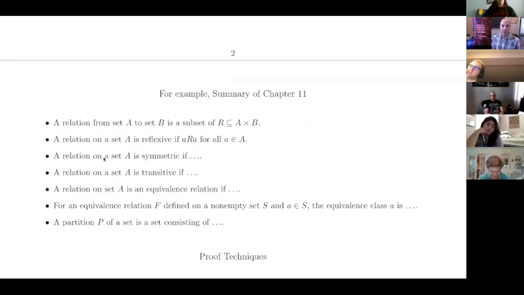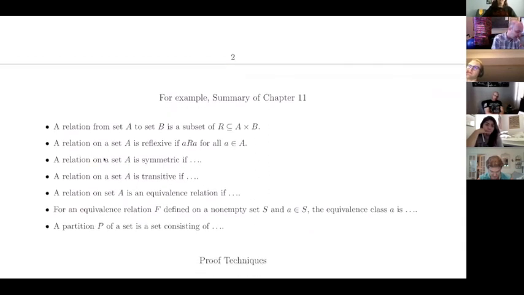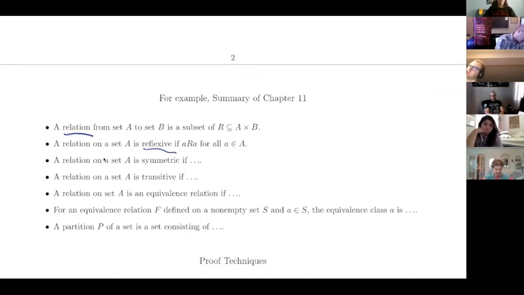So 11 was equivalence relations. These were the main definitions that we used. We built from describing what a relation is, and what some properties of a relation are. An equivalence relation needs to satisfy all 3 of those properties. And from that, we get an equivalence class, and related to this are partitions.